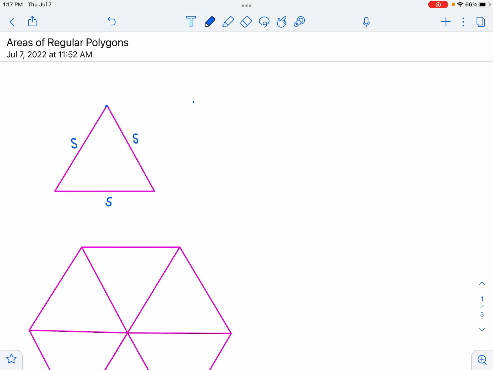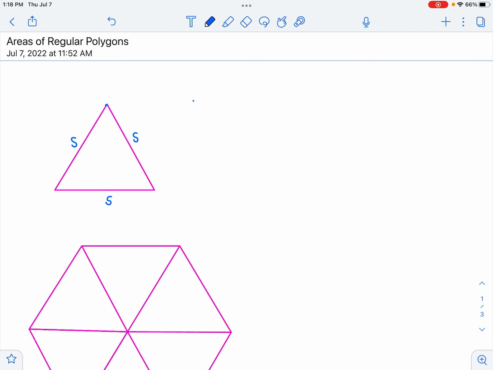Now we want to see if we can figure out how to find the area of a regular polygon. I'll start off with a three-sided polygon, an equilateral triangle. So this is a regular polygon, a three-sided equilateral triangle. And we know how to find the area of a triangle. It's just 1/2 base times height. But let's see if there's any special way we can look at that for an equilateral.